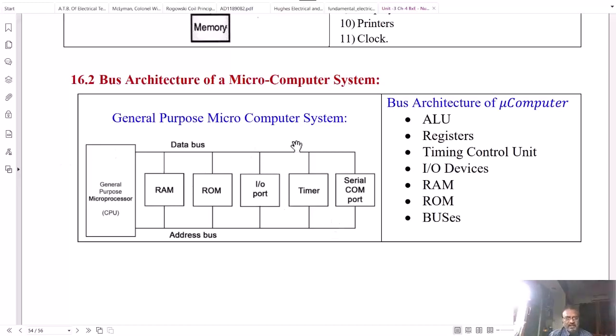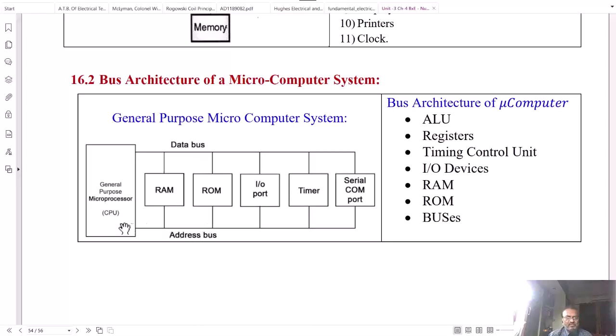Whereas another set of parallel electrical connections, coming from these peripherals, is called the data bus. The data bus also has digital data on it, and it carries this data from RAM, ROM to the central processing unit and vice versa. So the data bus is dedicated to handling the data. The address bus is dedicated to handling the address information.